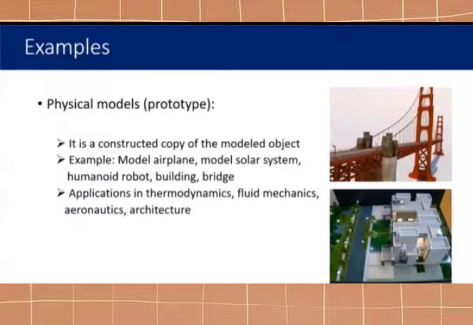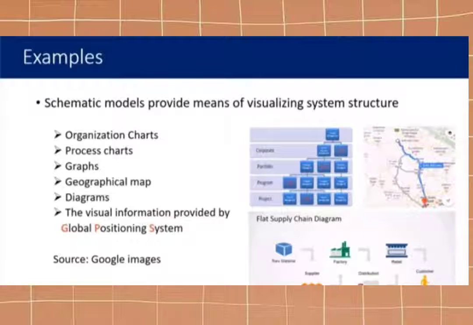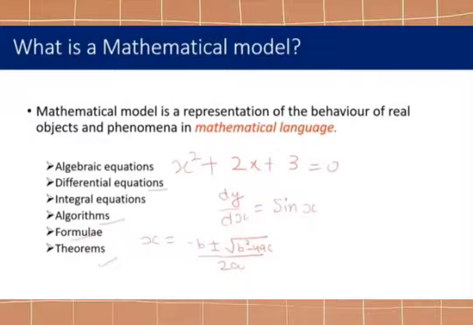We continue, there are different examples of modeling that are associated with it. First, we have physical models that include the model airplane, model of the solar system, humanoid robot, building, and bridge. We also have schematic models. They provide a means of visualizing system structure. First, we have the organization charts, process charts, graphs, geographical maps, and diagrams. The above are some of the examples of modeling that prove how important it is.